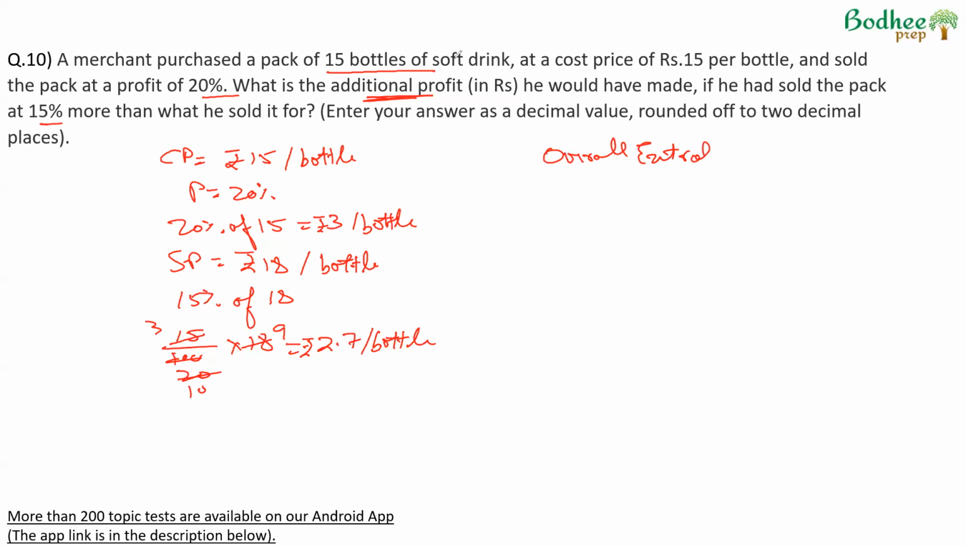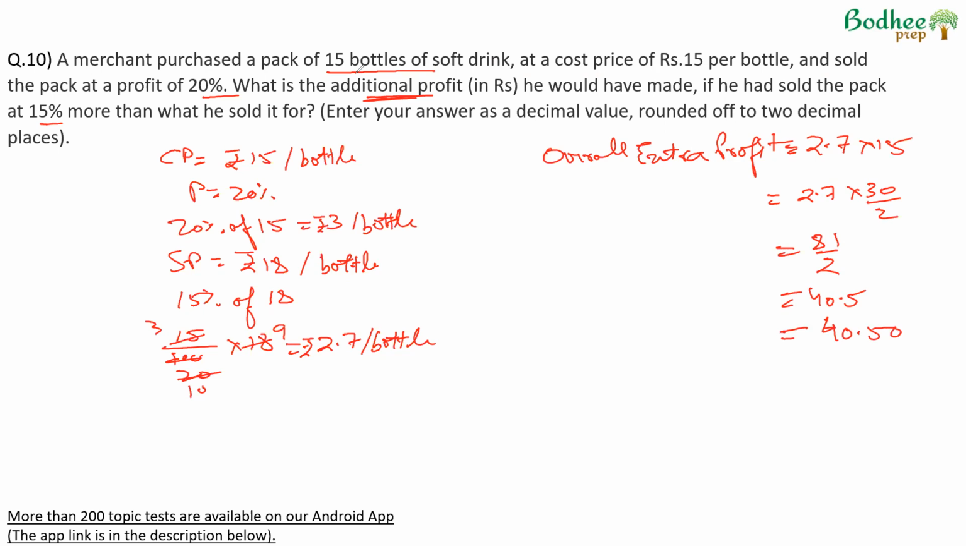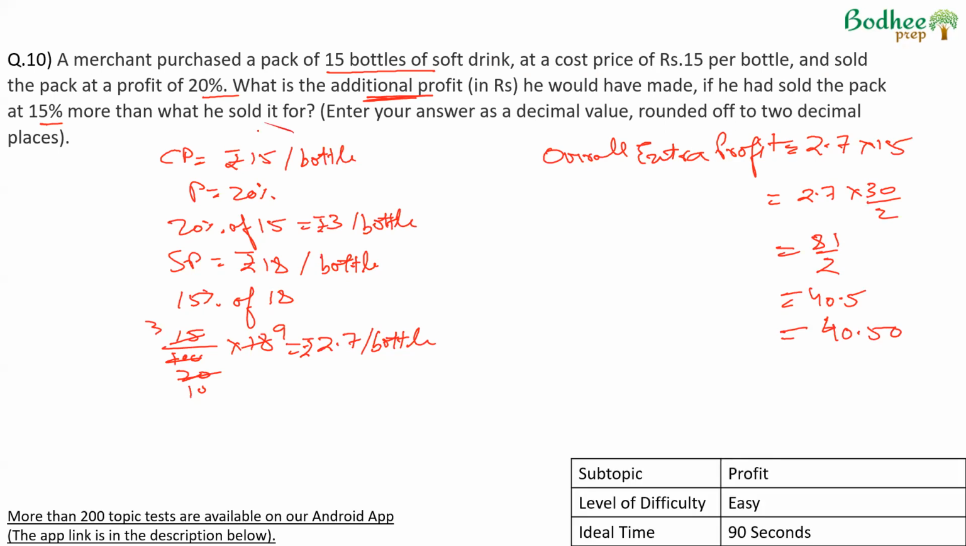would be extra profit equal to 2.7 per bottle into 15 bottles. So 2.7 into 15. This can be written as 2.7 into 30 by 2, which becomes 27 into 3, 81 by 2, which becomes 40.5. Since we have to round off the decimal to two decimal places, we'll input the answer as 40.50 rupees, and that becomes the answer. Again, overall, an easy question.